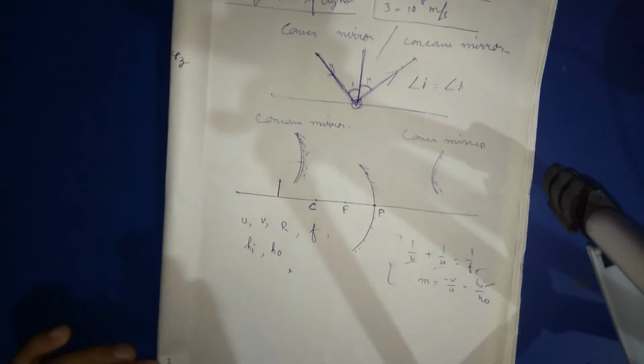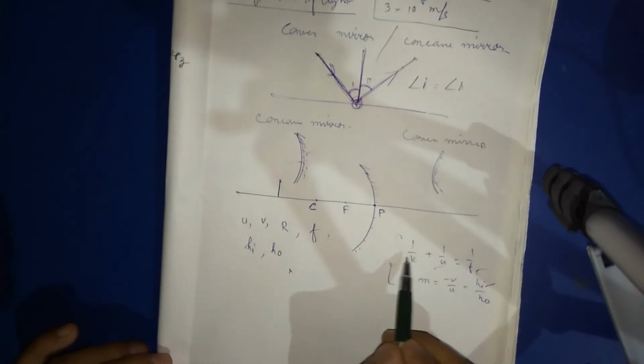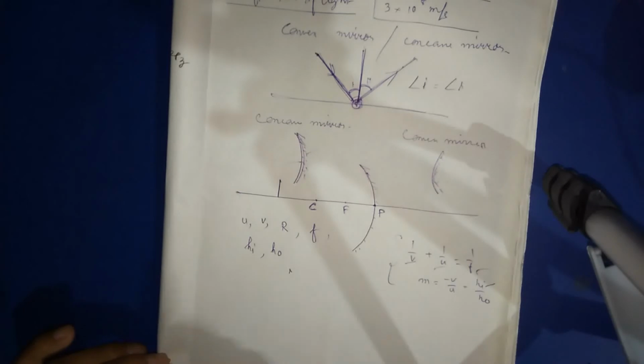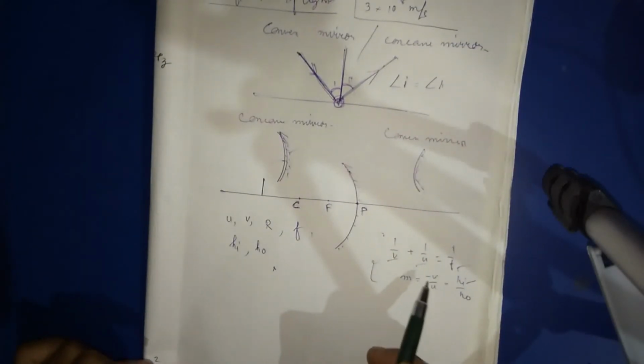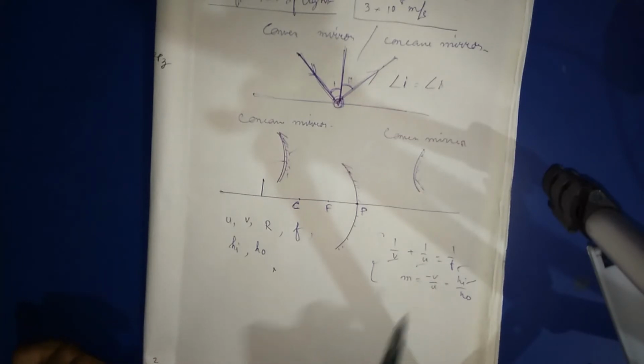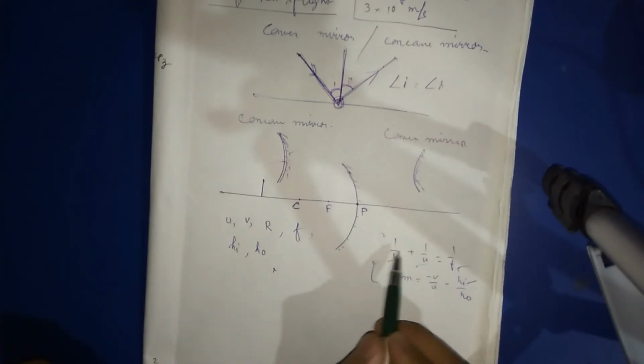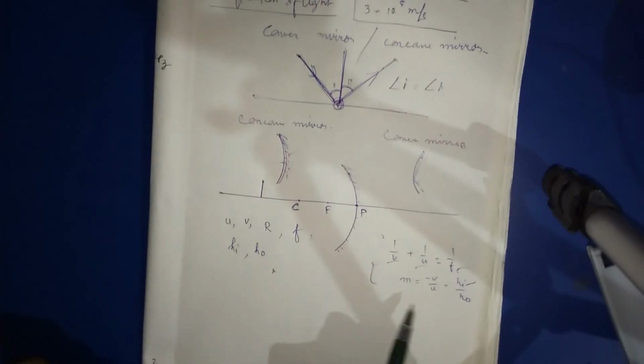Okay, so the mirror formula is 1 by v plus 1 by u equals 1 by f. Then magnification is equal to minus v by u. It is also equal to hi by ho. Hi stands for height of the image, ho stands for height of the object. Now, how we derive this mirror formula and magnification, we shall deal with in later videos. I'll be uploading that video as well.